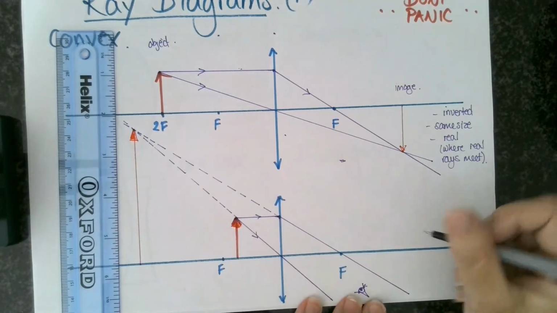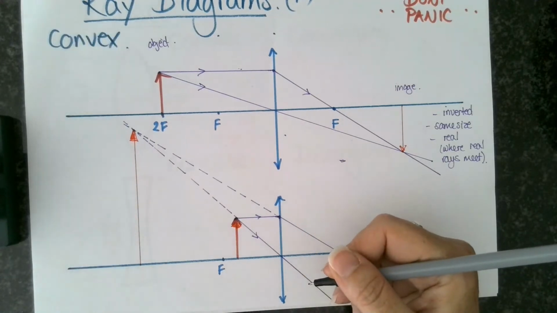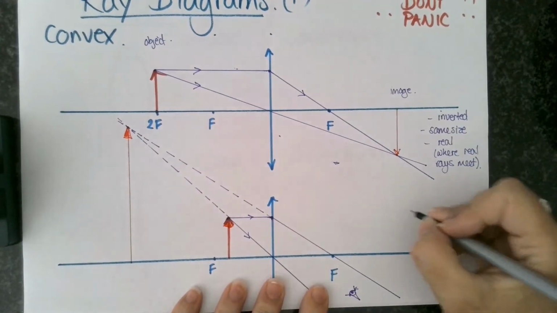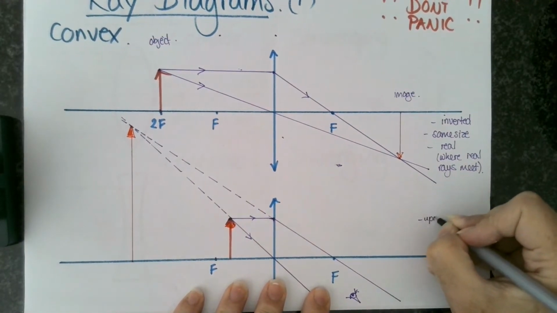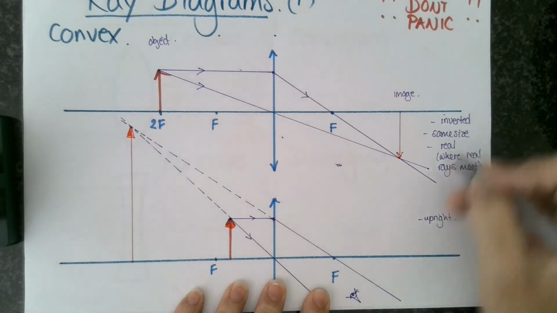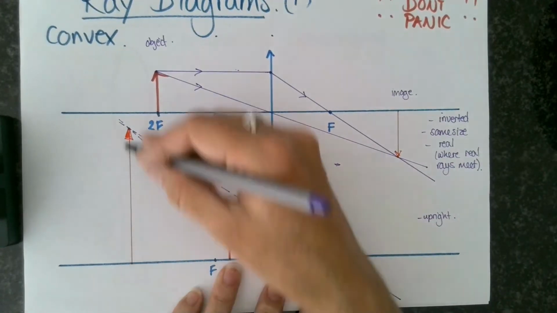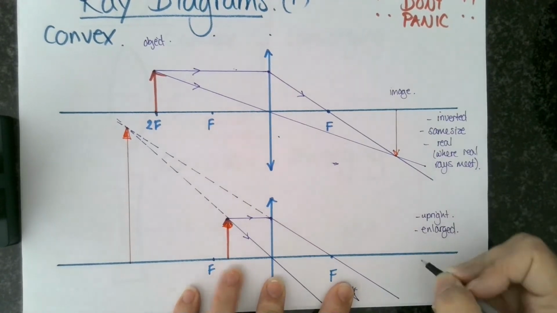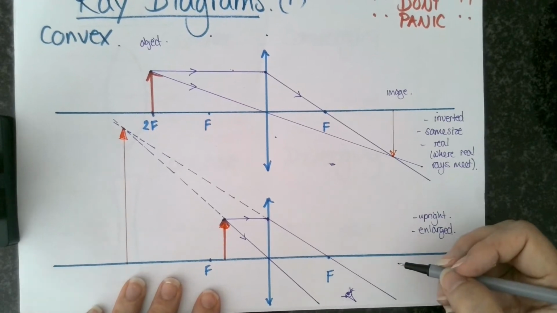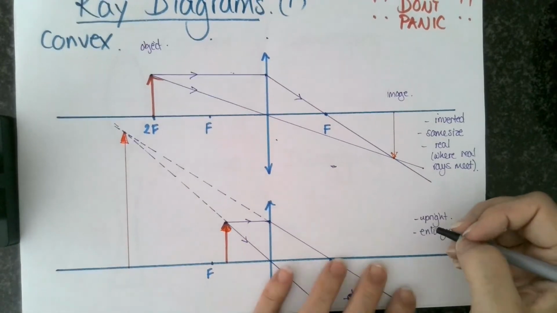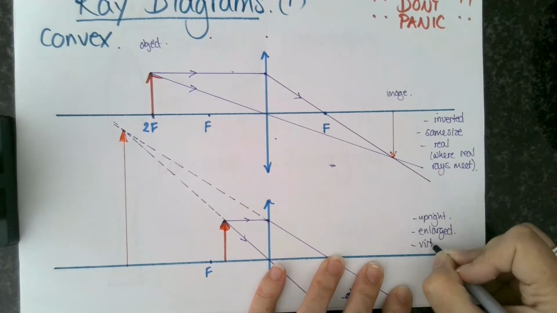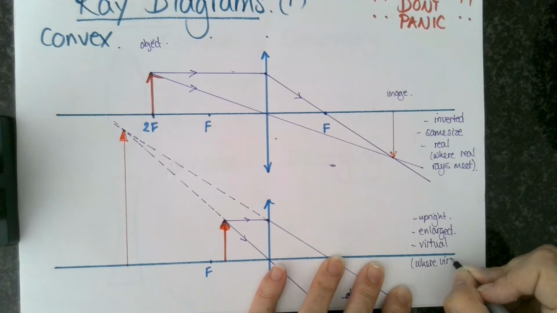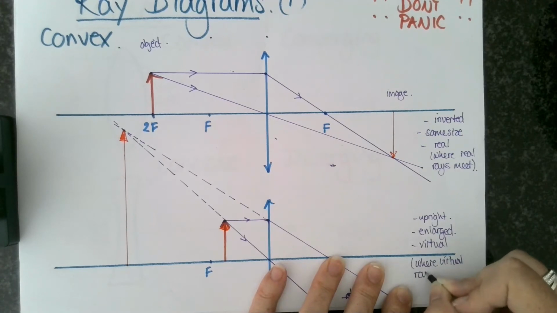So this image, which is still with a convex lens, is not inverted anymore. It is upright. It's not the same size anymore. It is enlarged. But it's also not real anymore, because now it is where virtual rays meet, so it is virtual. And I'm going to put in brackets where virtual rays meet.